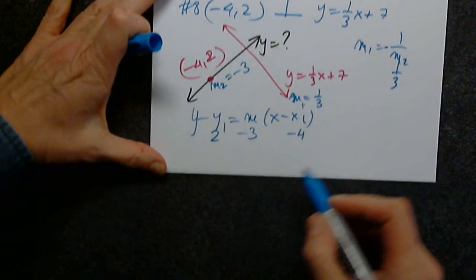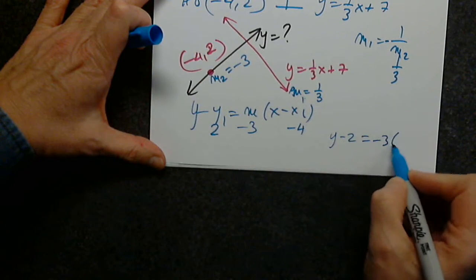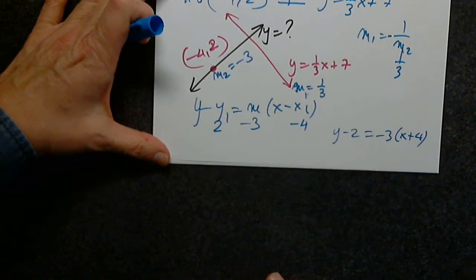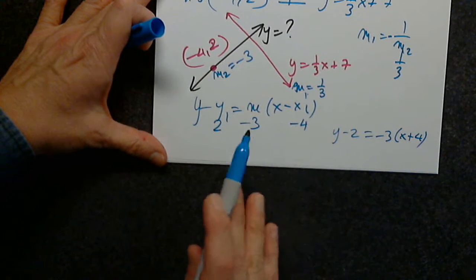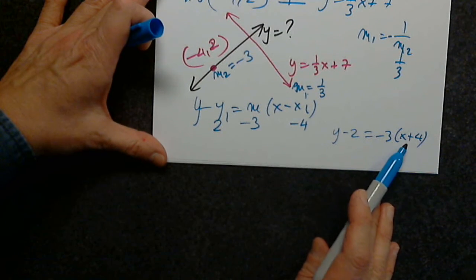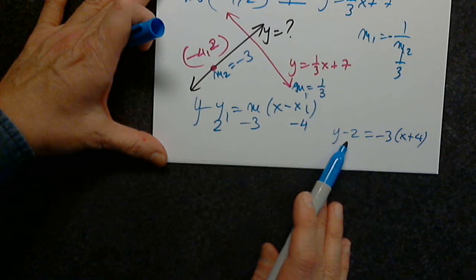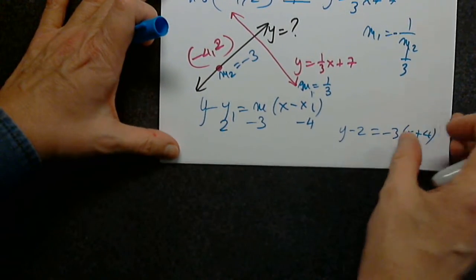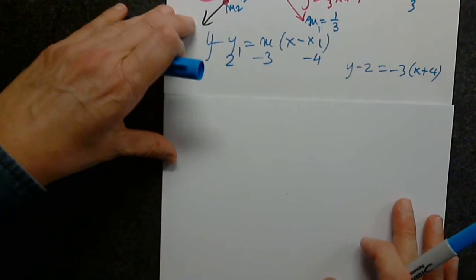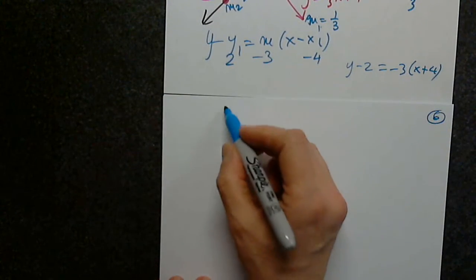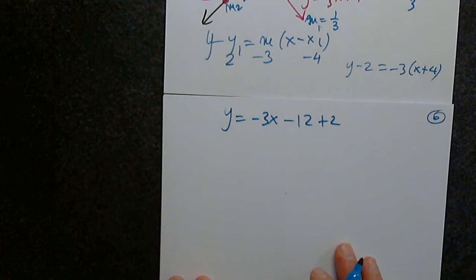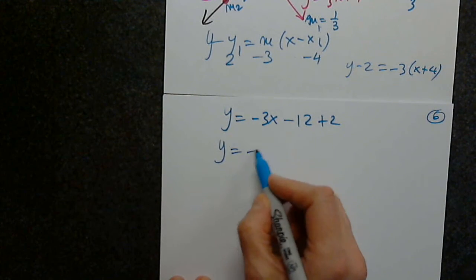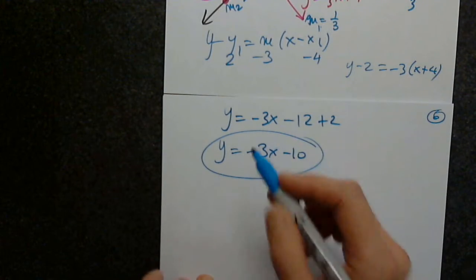So we have now y minus 2 equals -3x plus 4. See why I write it like this so I don't have to use parentheses? When I see minus minus, I change it into plus. Minus positive, it says negative. So I recommend this method if you like it. If you don't use it, that's fine. So then y equals -3x minus 12 plus 2. So y equals -3x minus 10.